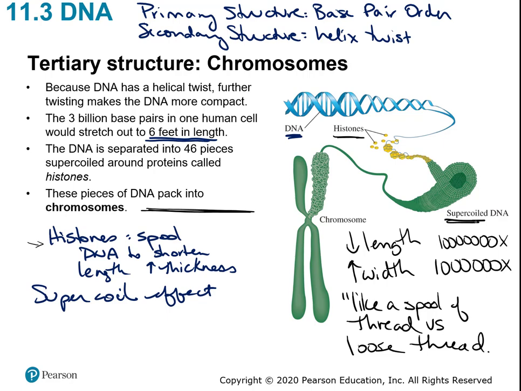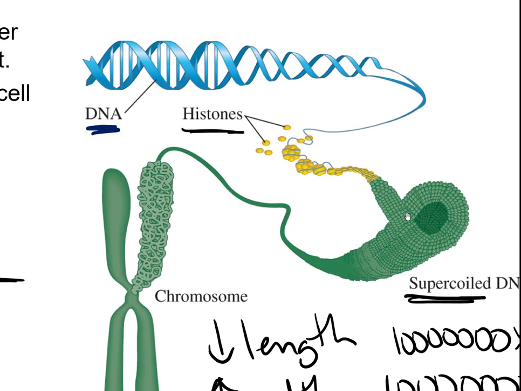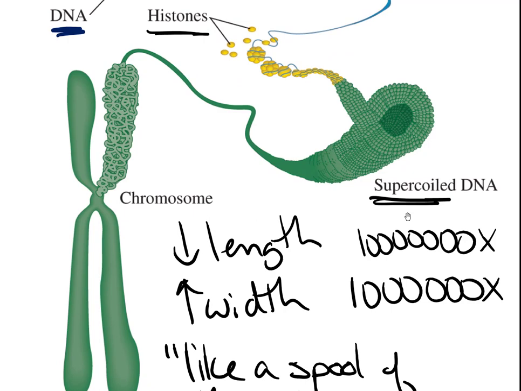So if you look at the way this is formed, do you see that the DNA wraps around those little yellow histones? They clump together and then they start to wrap themselves, and eventually you end up with a very thick coil that is super, super short. It's estimated that DNA's length is shortened by about a million fold. Its width is increased by about a million fold. So instead of these long strands, you have super short little strands that are easy to move around. And that's what forms a chromosome.